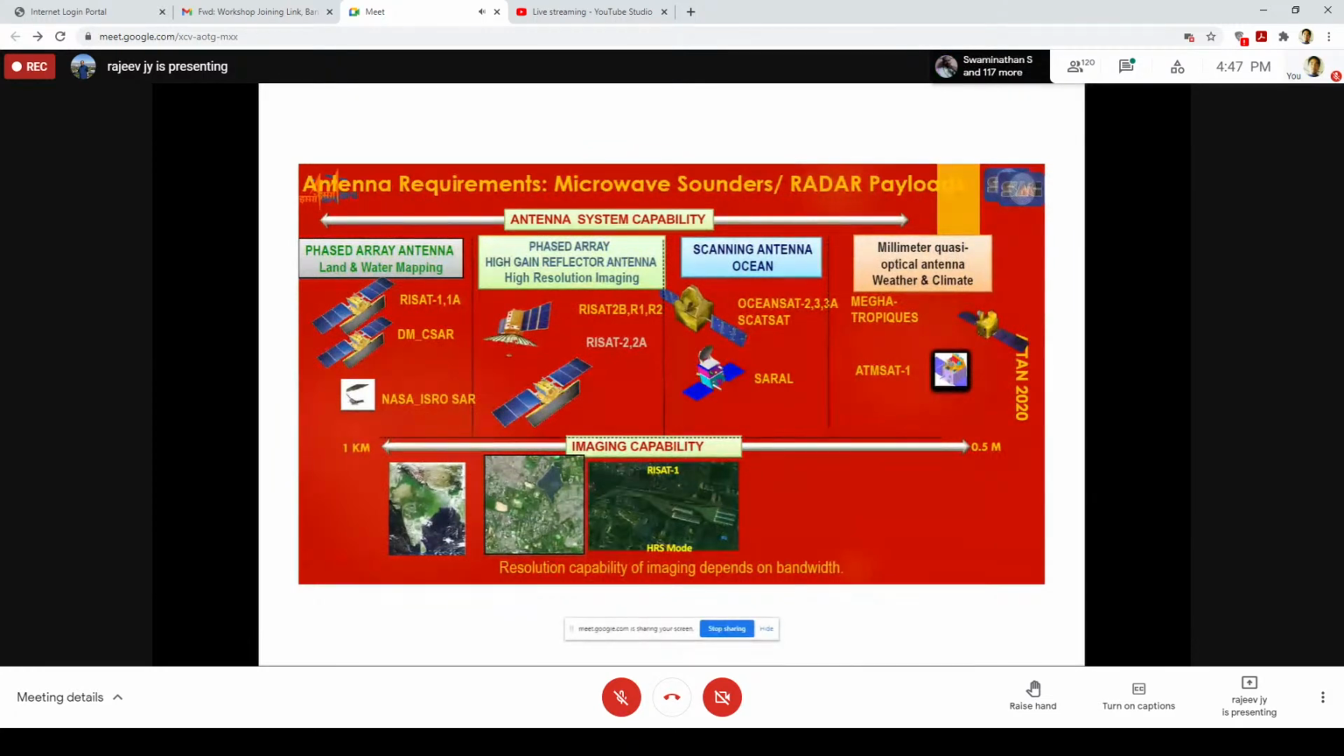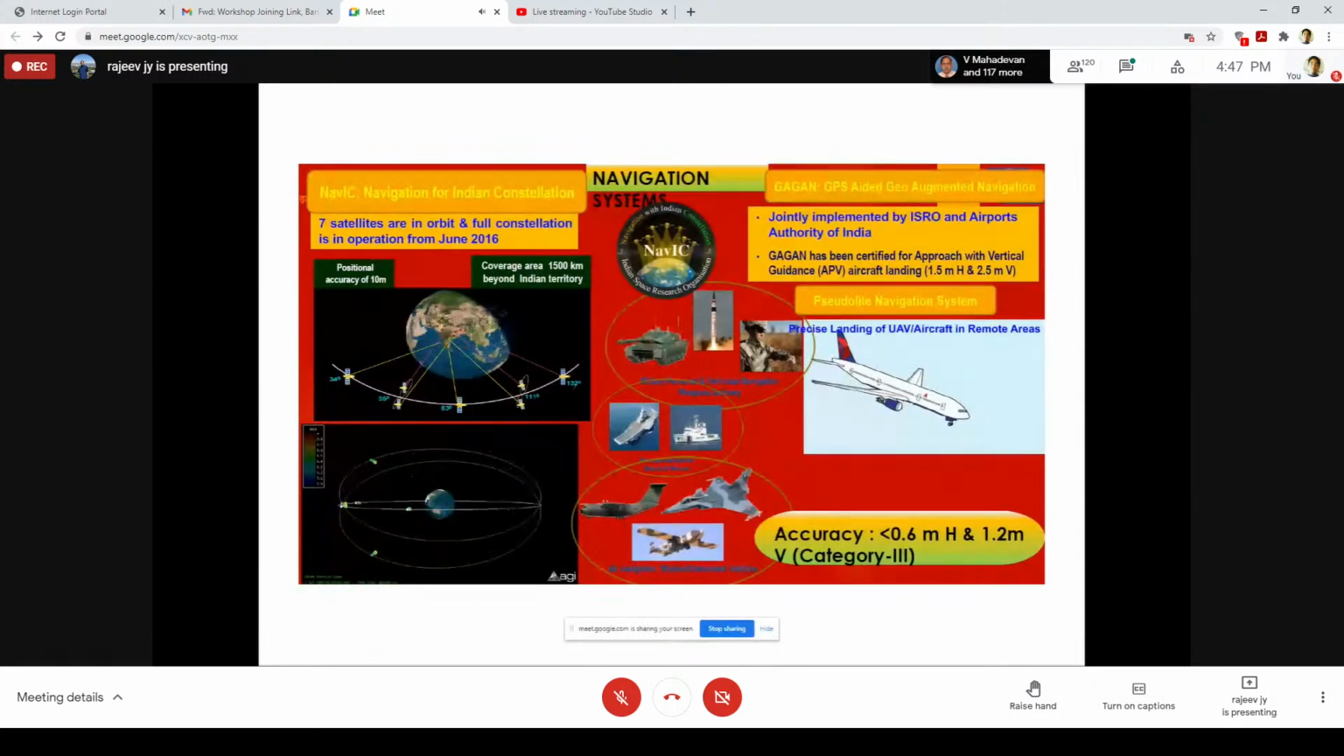These are the images taken from microwave radars, and our ocean can also be covered like that; we can see the ocean winds with the microwave radars. Similarly for navigation, again the same concept. I will not go into the detail.